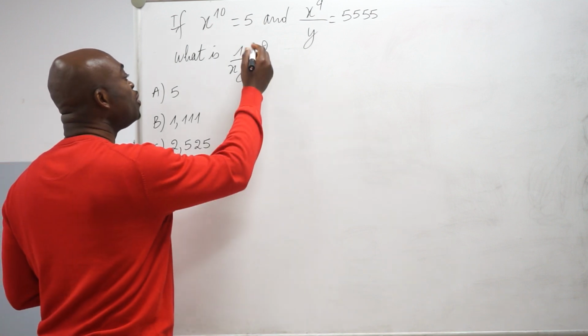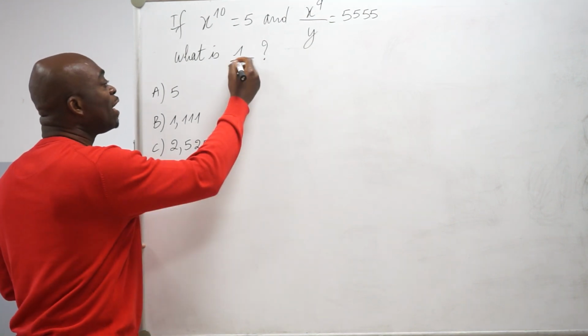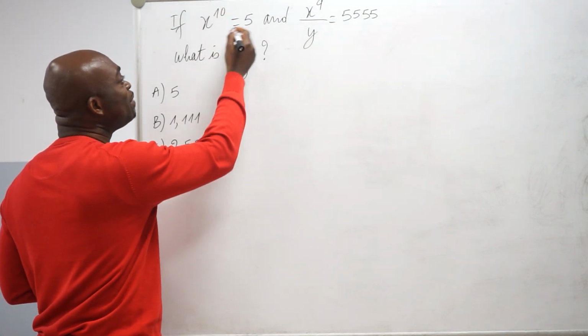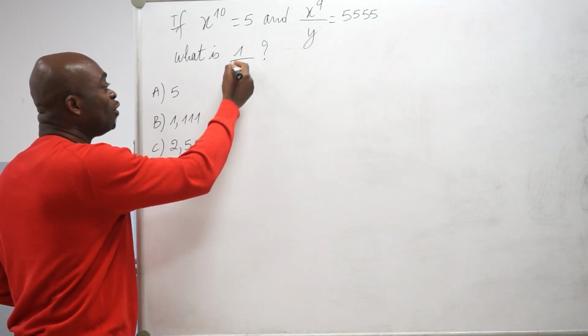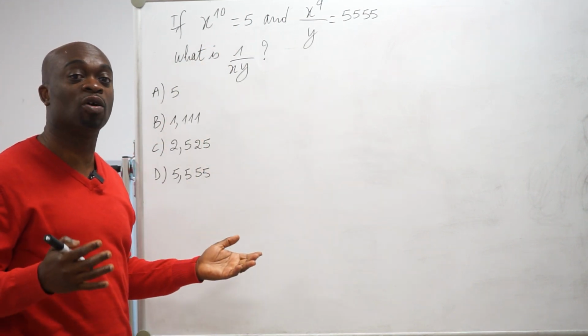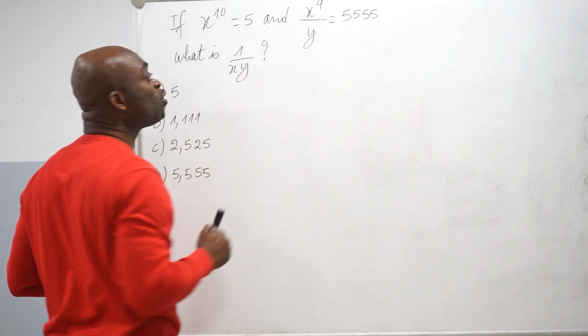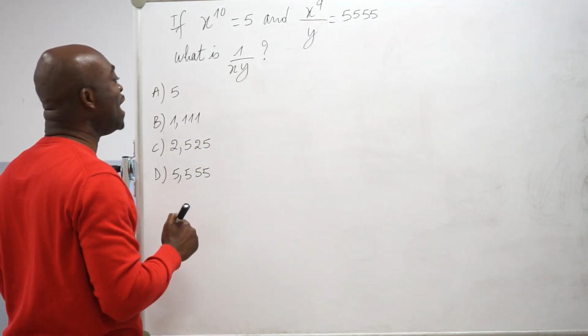So what do we know? We have 1 over x times y. So x here is x^10, but x^10 equals 5. So we don't have only x here, but we know the value of x^10, so we can't do anything about that, okay? What about y? Can we get y by using this equation here? I think we could do that, all right?